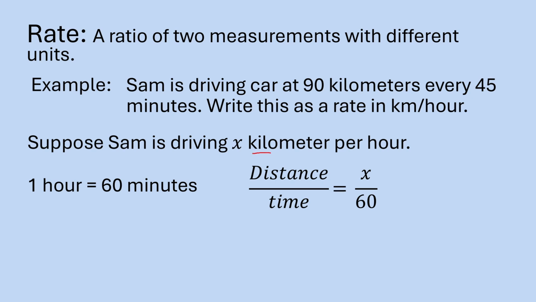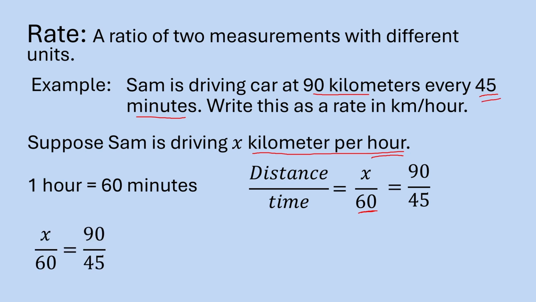X is in kilometers per hour, but in the problem the time is given in minutes, 45 minutes. So we need to change this hour to minutes. So 1 hour is equal to 60 minutes, meaning x kilometers per 60 minutes. Here x kilometers per hour is equal to 90 divided by 45, that is 90 kilometers per 45 minutes. So here x divided by 60 is equal to 90 divided by 45.